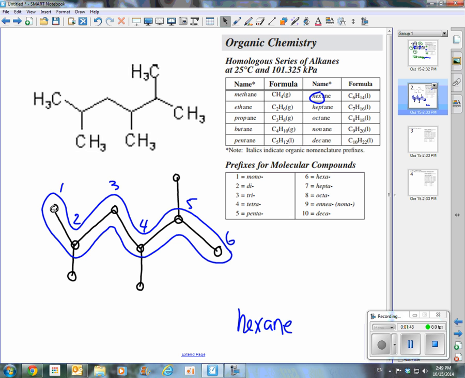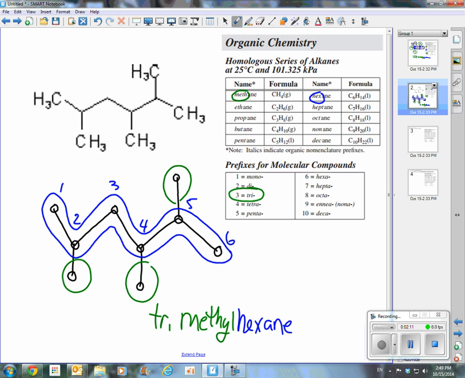So now I'm going to look at my branches. I've got 1, 2, 3 branches. They're all 1 carbon branches, and 1 carbon branches means they're methyl branches. I've got 3 of them though, so it's trimethyl.